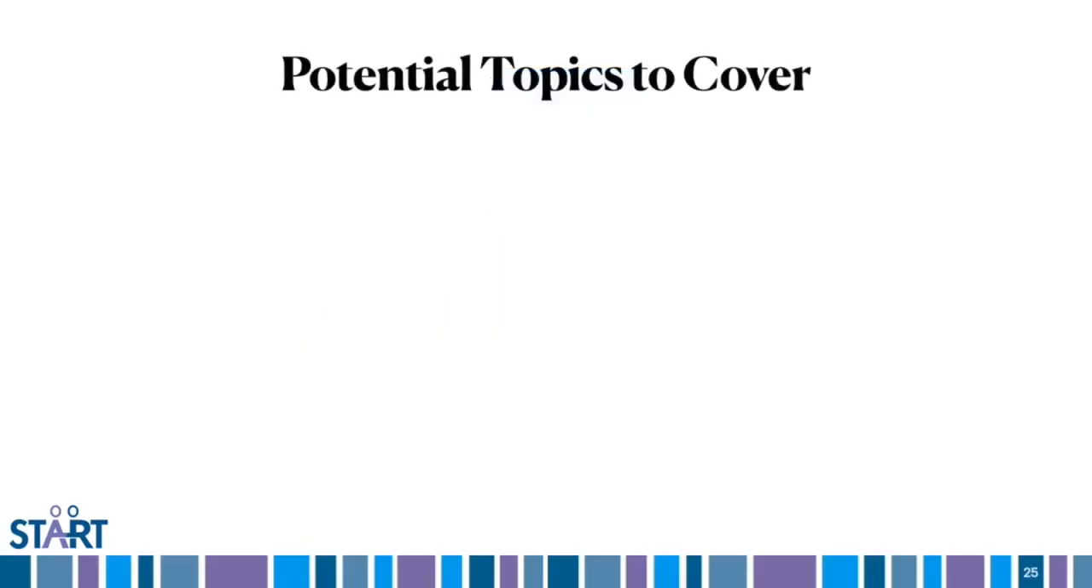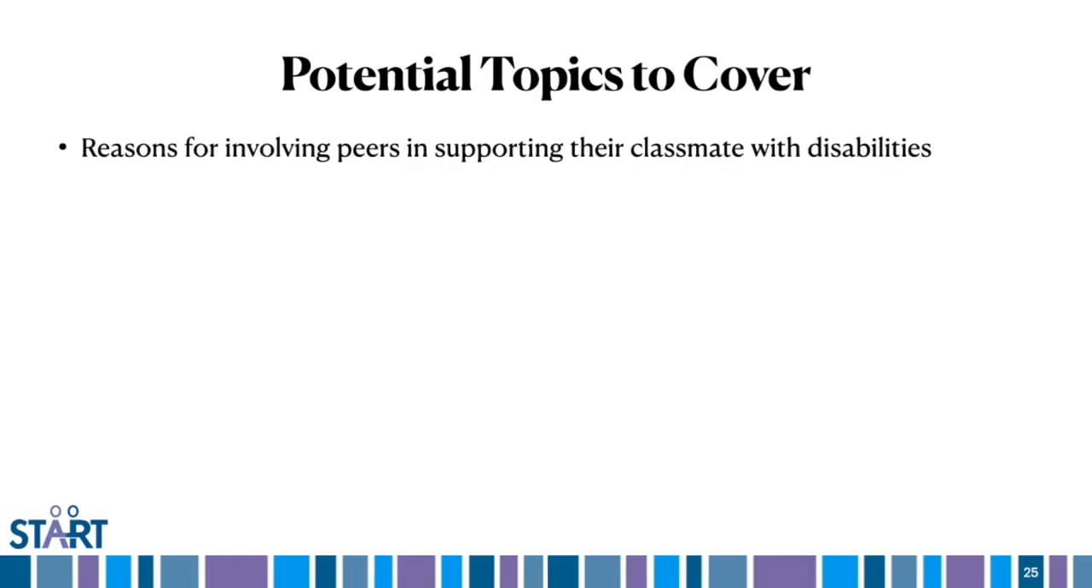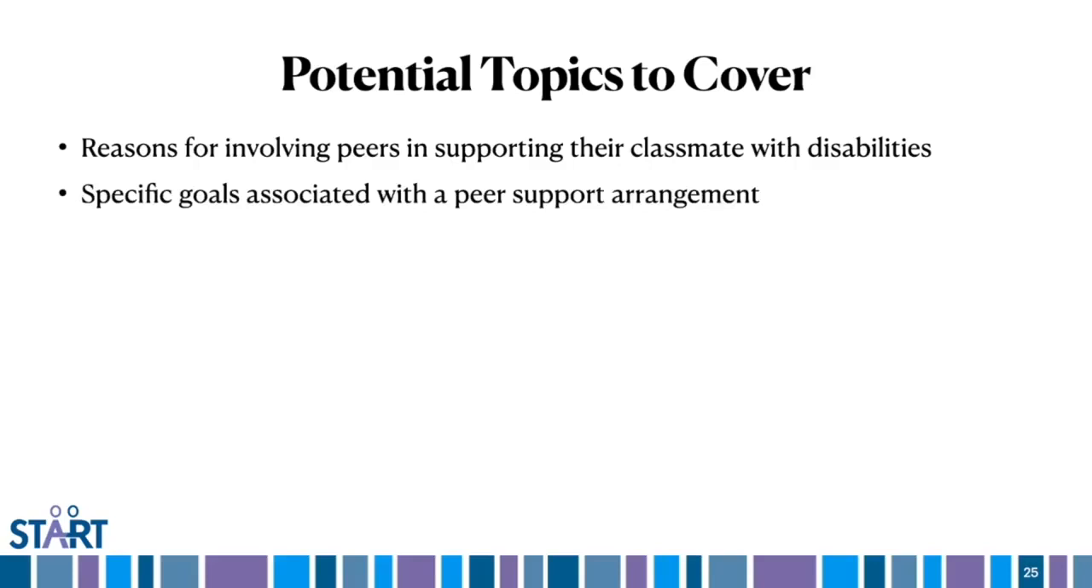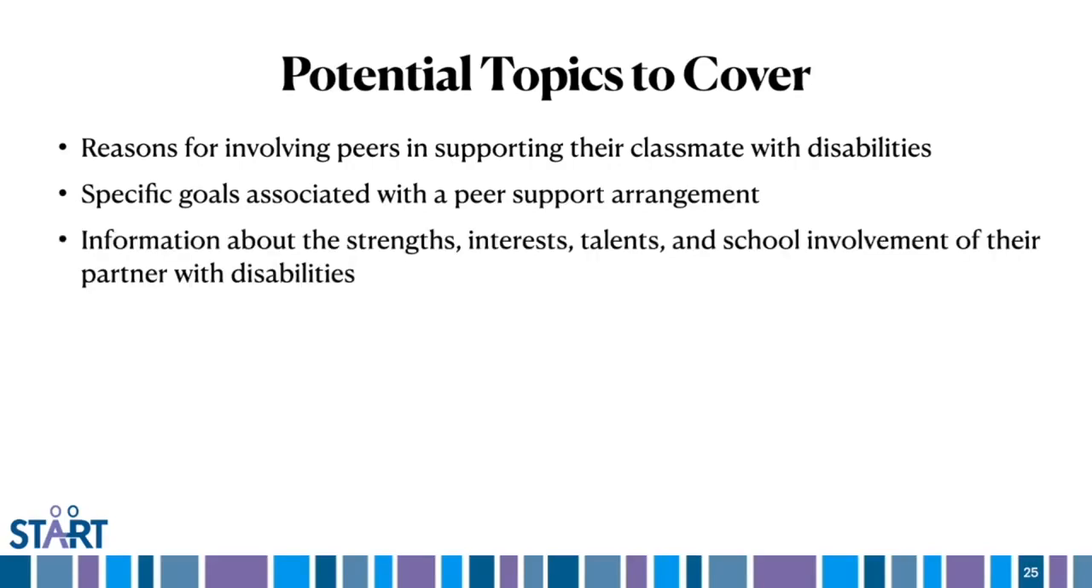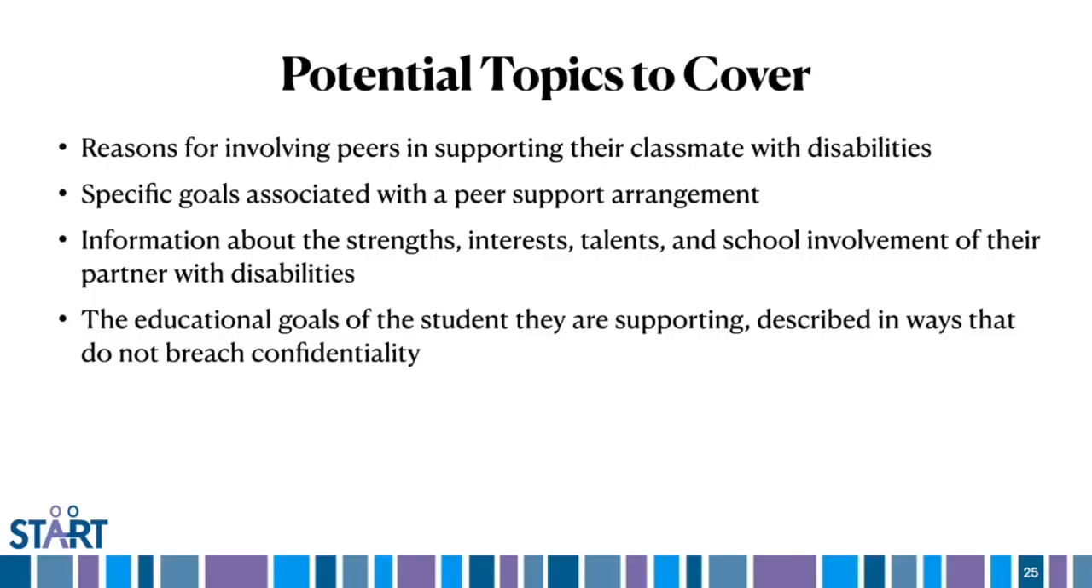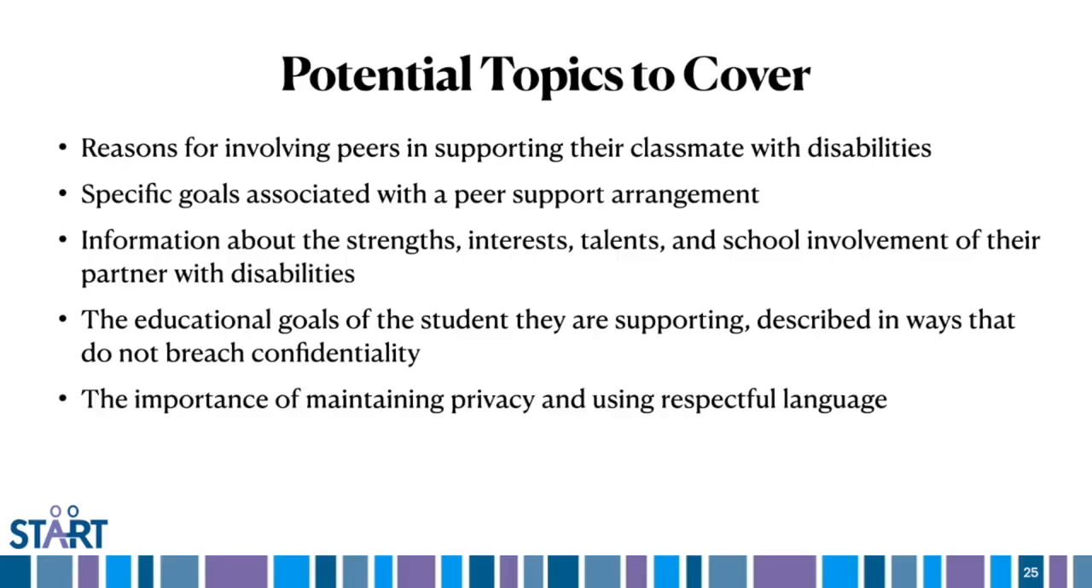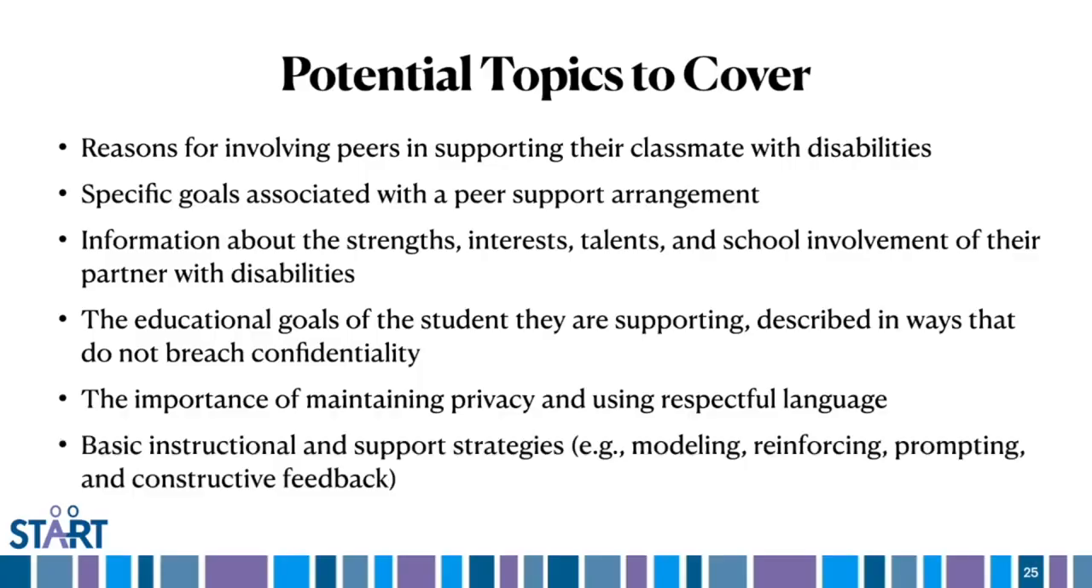Now, a list of topics that may be helpful to address are going to be displayed on this slide, such as the reasons for involving peers in supporting their classmates with disabilities, specific goals associated with the peer support arrangement, information about the strengths and interests and talents and school involvement of their partner with disabilities, the educational goals of the student they're supporting described in ways that don't breach confidentiality, the importance of maintaining privacy and using respectful language, and of course, basic instructional and support strategies like modeling and reinforcing and prompting and constructive feedback.